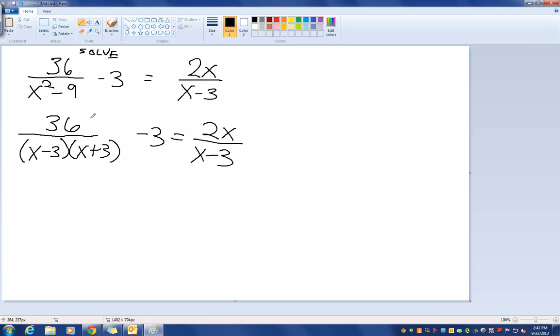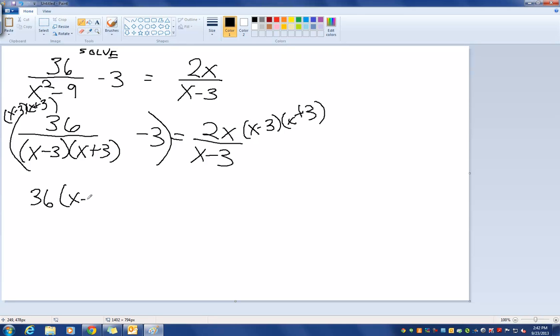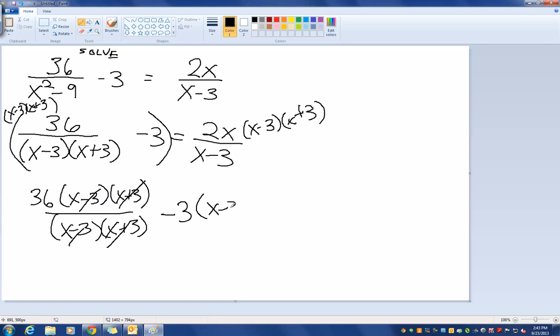We're going to multiply this side by x minus 3 times x plus 3, and multiply this side of the equation by x minus 3 times x plus 3. All right, so let's see what that does. First of all, the first fraction becomes 36 times (x minus 3)(x plus 3) over (x minus 3)(x plus 3). The x plus 3's will cancel on that one. Next, this becomes negative 3 times (x minus 3)(x plus 3).